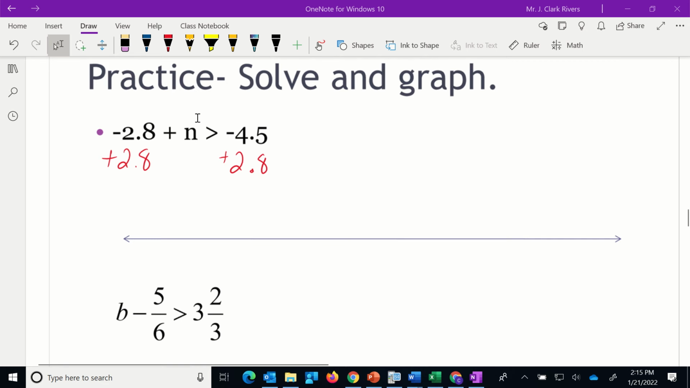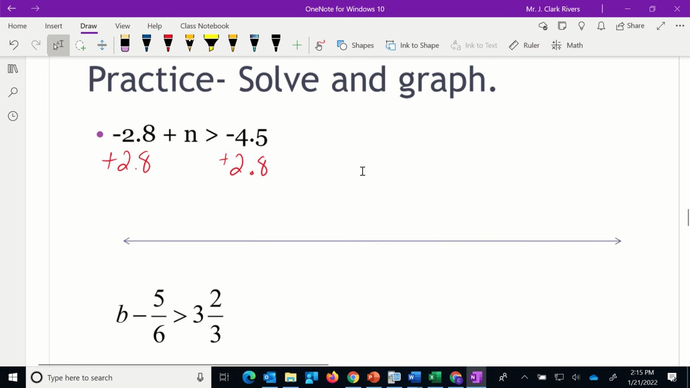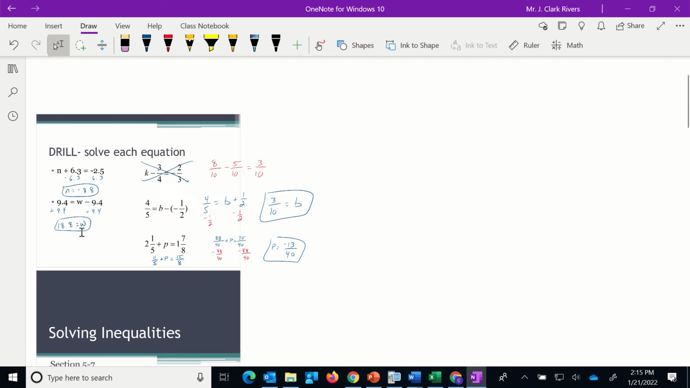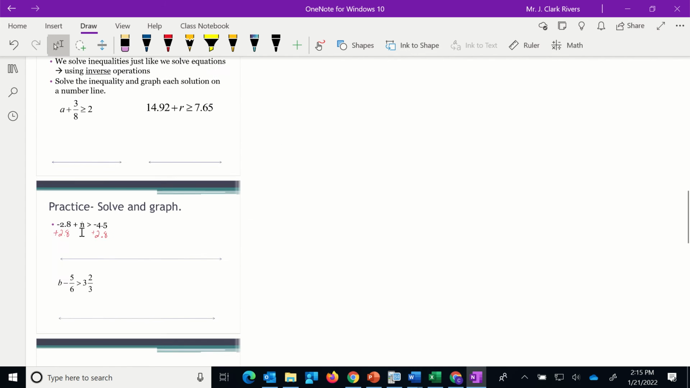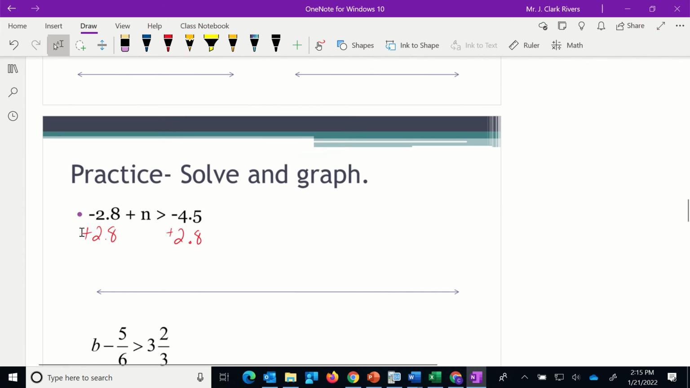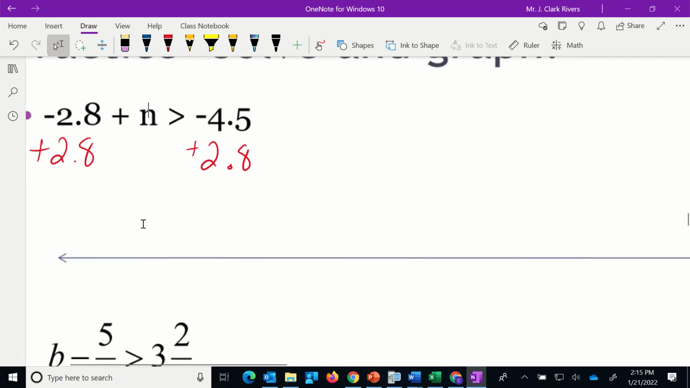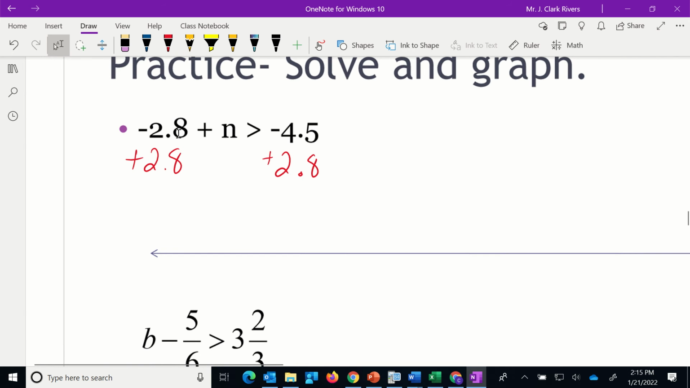So this first one here, this is in your 5.7 notes. If you scroll down, we're down here where it says practice and solve and graph. Solve and graph. So if we're trying to solve for n, the inverse of negative 2.8 is adding 2.8 to both sides. So be very careful here.